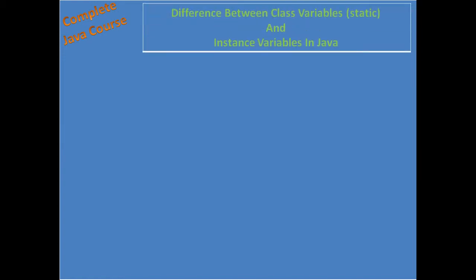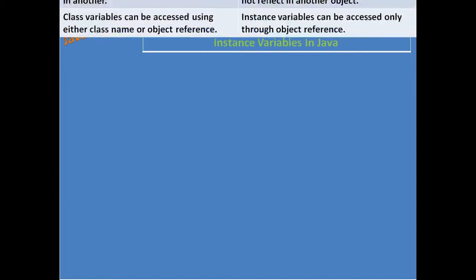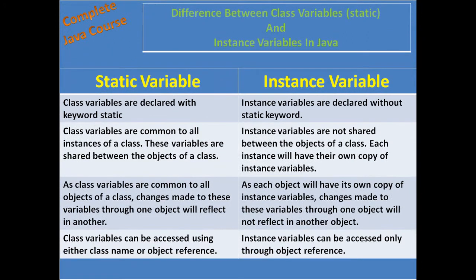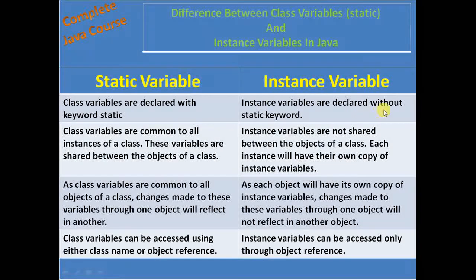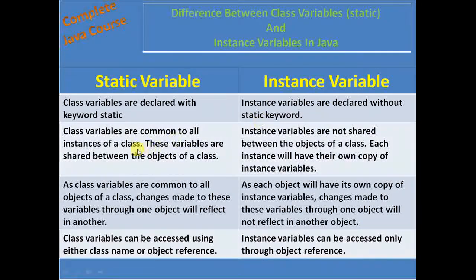Okay, so now we will talk about the difference between class variable and instance variable. Class variable means static variable, and the instance variables in Java. Okay, so first, static variable. Class variables are declared with the keyword static. Class variables or static variables are the same. So class variables are defined with the keyword static. Instance variables are declared without the static keyword.